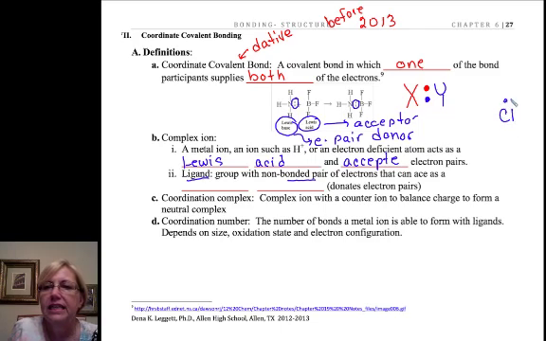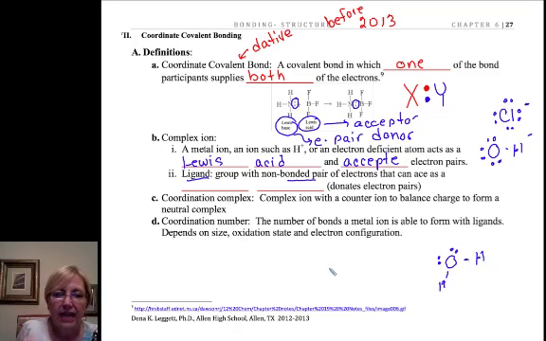We're going to see things like chloride, hydroxide, water for that matter, cyanide, and so forth. We're going to see a variety of them in the next slide. But just to give you an idea, what they have in common is they have pairs of electrons they're willing to donate, and those ligands are called the Lewis base.